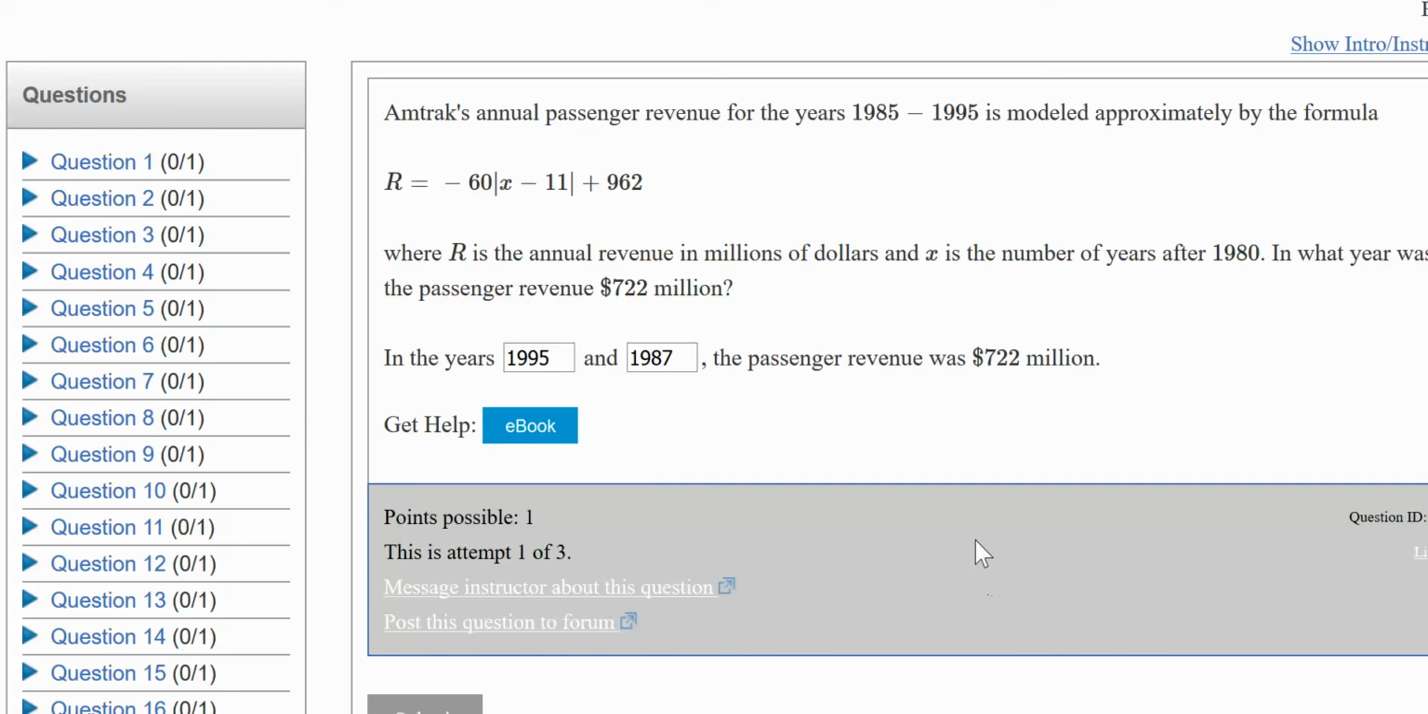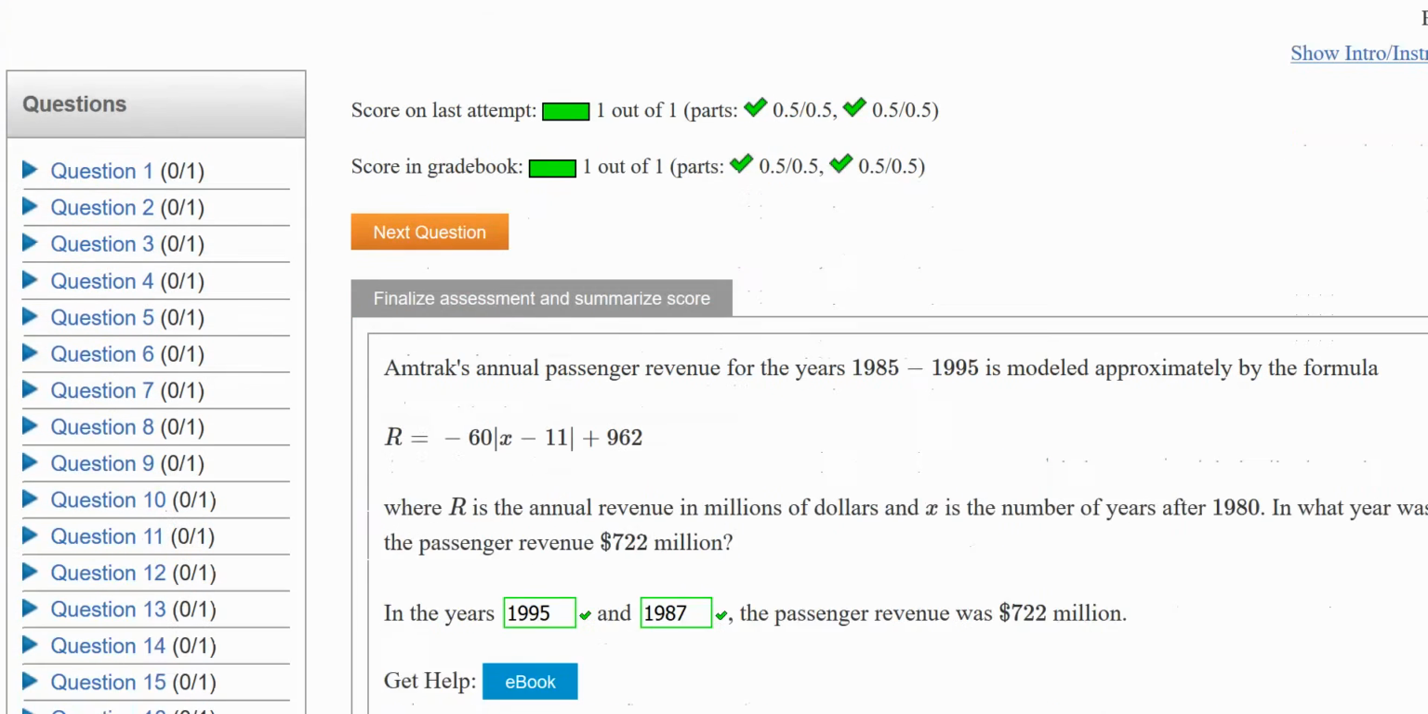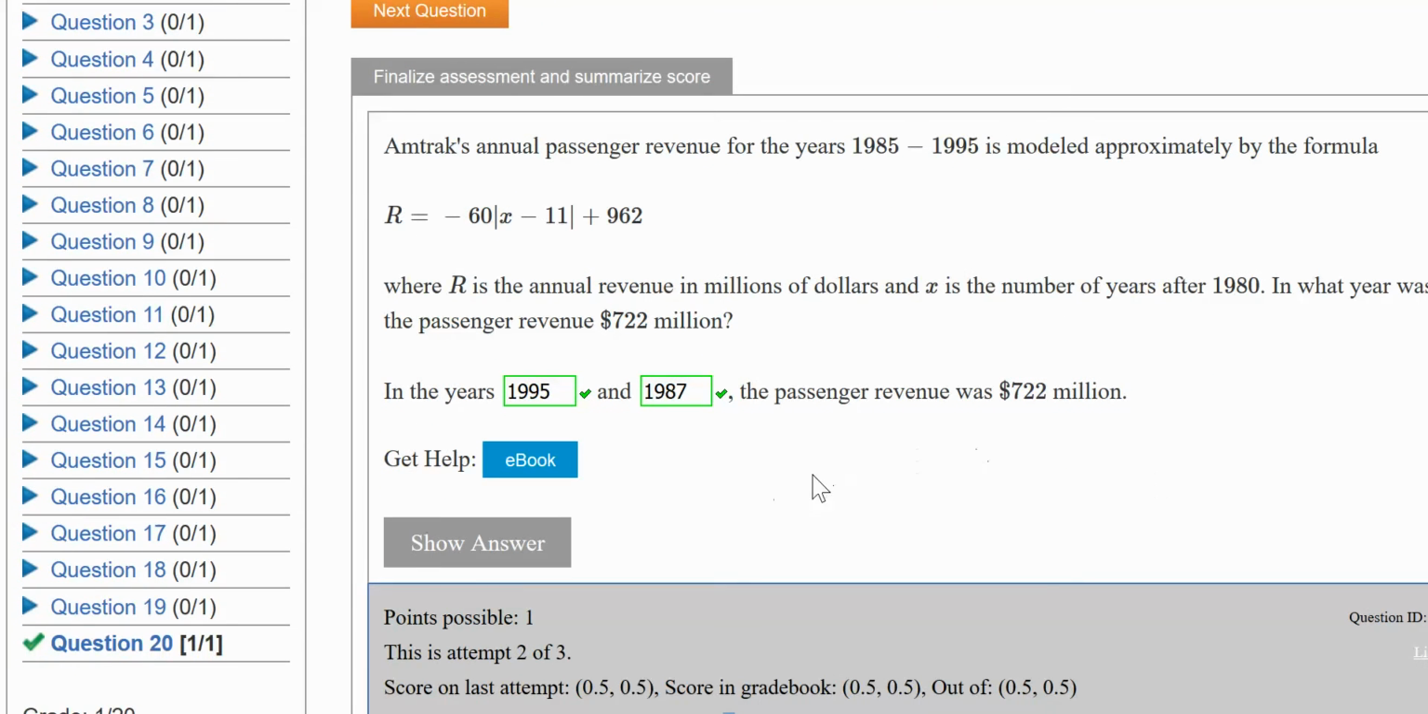Let's see if we get them correct. Yes. All right. So there it is. Again, your problem might be a little bit different than mine, but that should be what you should get as far as the logic is concerned.